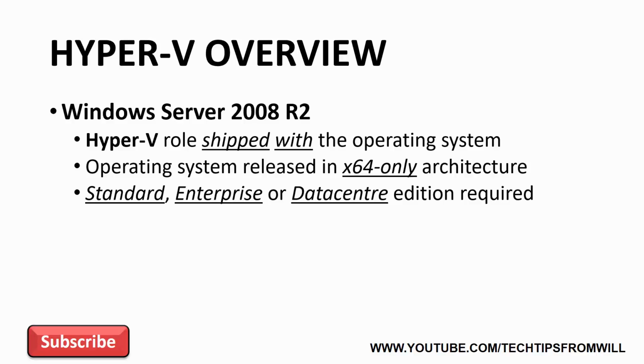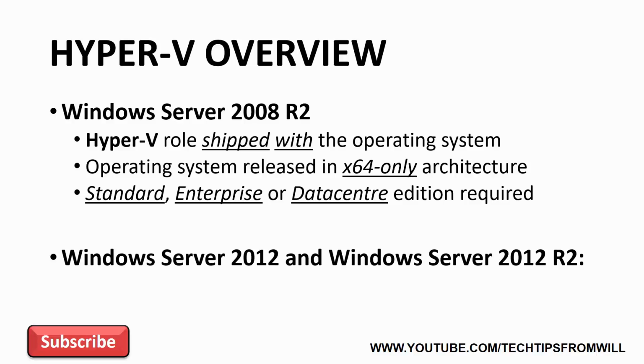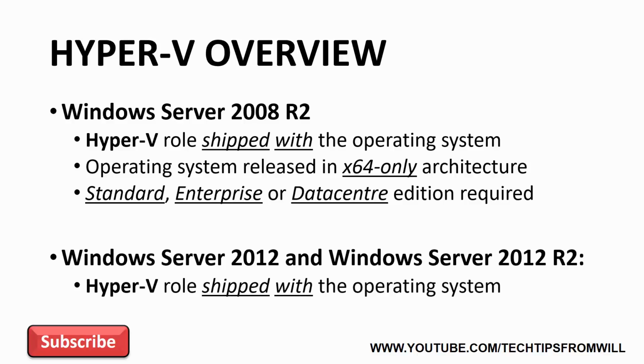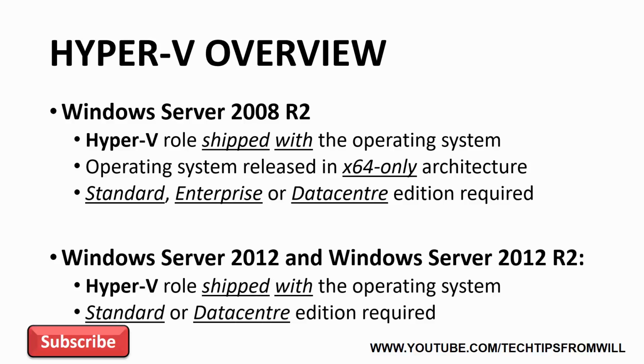With Windows Server 2012 and Windows Server 2012 R2, Hyper-V was once again shipped with the operating system. To use Hyper-V, either the Standard or Datacenter edition is required. There is no Enterprise edition of Windows Server 2012. Regardless of which server operating system you choose, once Hyper-V is installed, the administrator is able to create virtual machines.